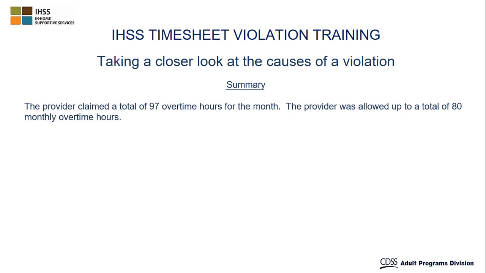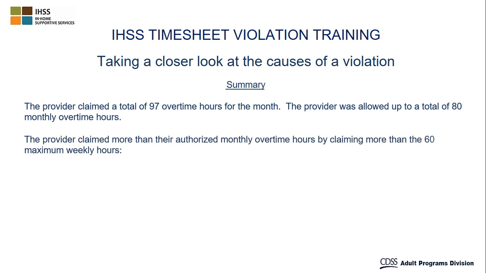The provider claimed a total of 97 overtime hours for the month. The provider was allowed up to a total of 80 overtime hours per month. The provider claimed more than their authorized monthly overtime hours by claiming more than the 60 maximum weekly hours.